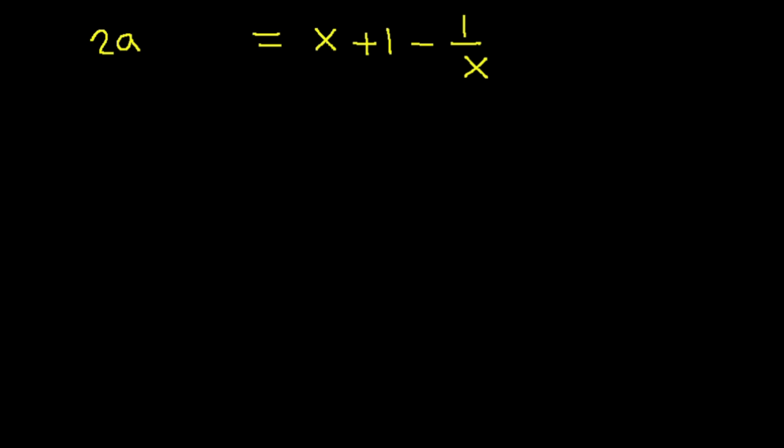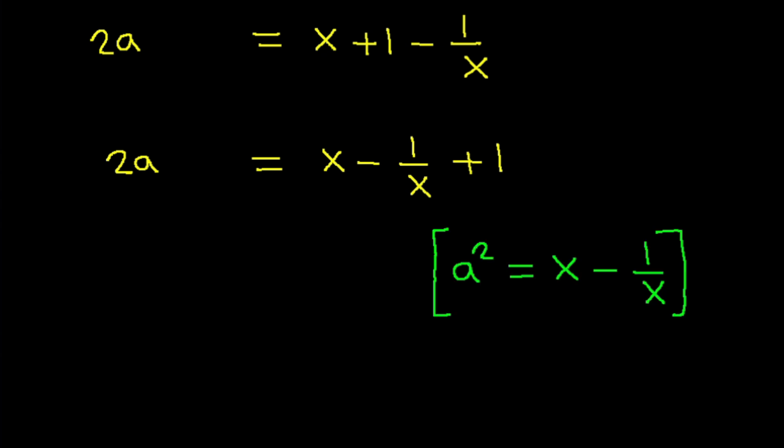Let's rearrange the right side just a little bit. We can write it as x minus 1 over x plus 1. Why did we do that? Because look back at the top. x minus 1 over x is exactly equal to a squared. So we can replace that entire term with a squared. This gives us a beautiful quadratic equation in terms of a.